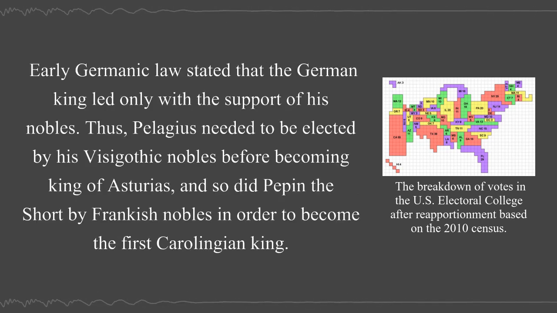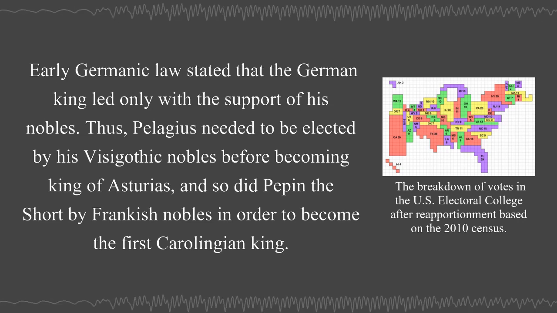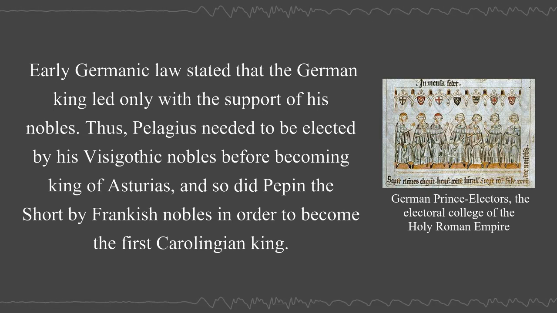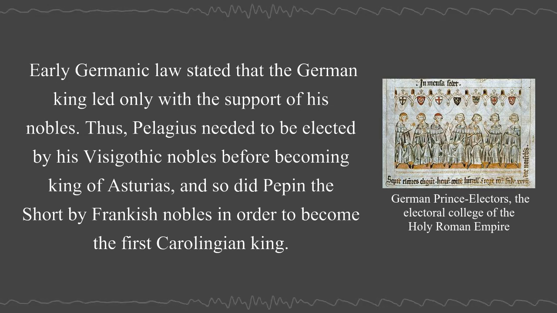Early Germanic law stated that the German king led only with the support of his nobles. Thus, Pelagius needed to be elected by his Visigothic nobles before becoming king of Asturias, and so did Pepin the Short by Frankish nobles in order to become the first Carolingian king.